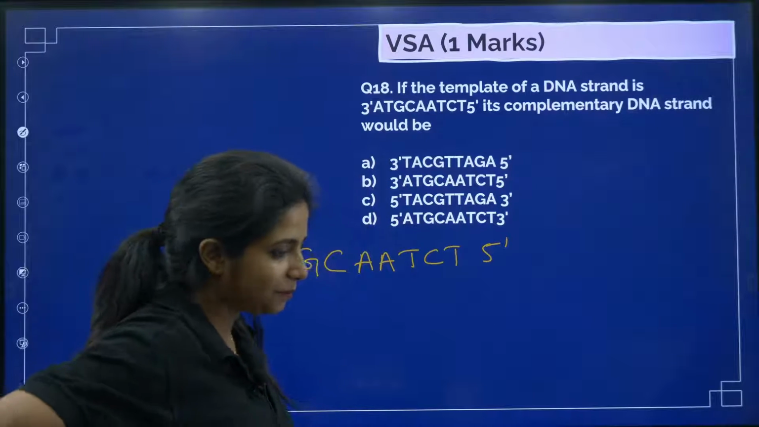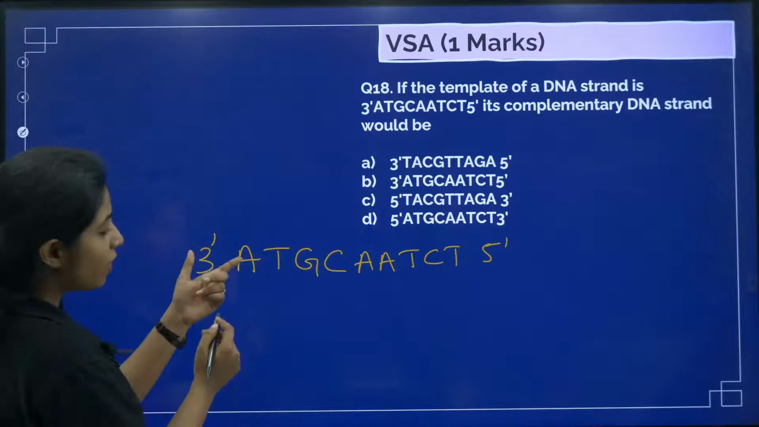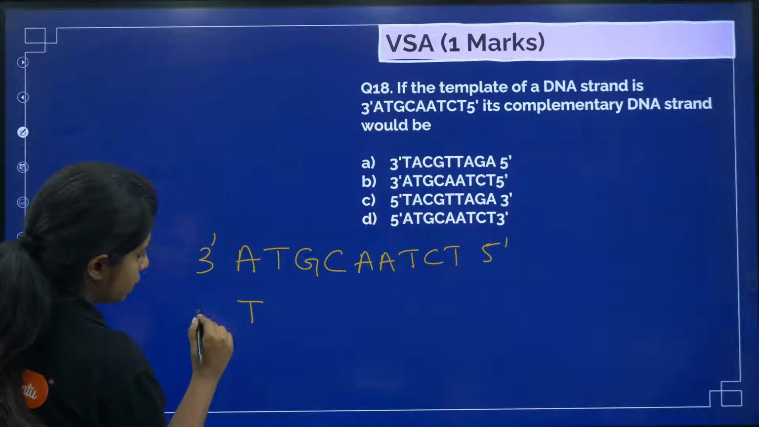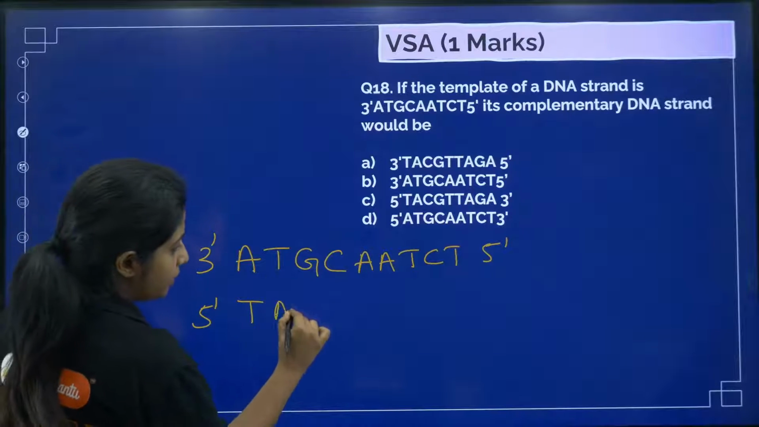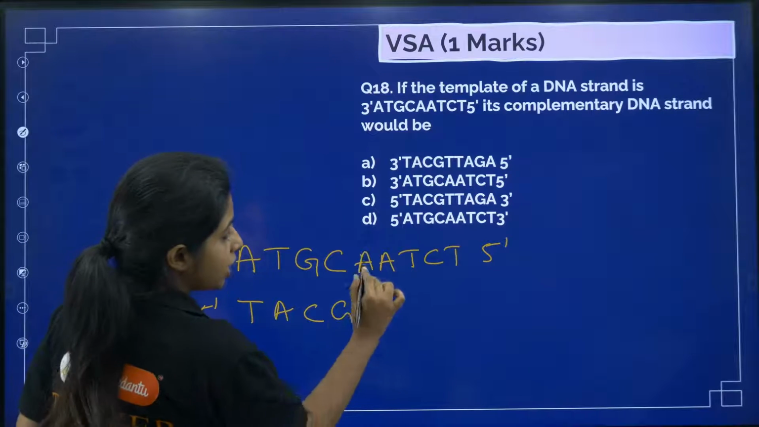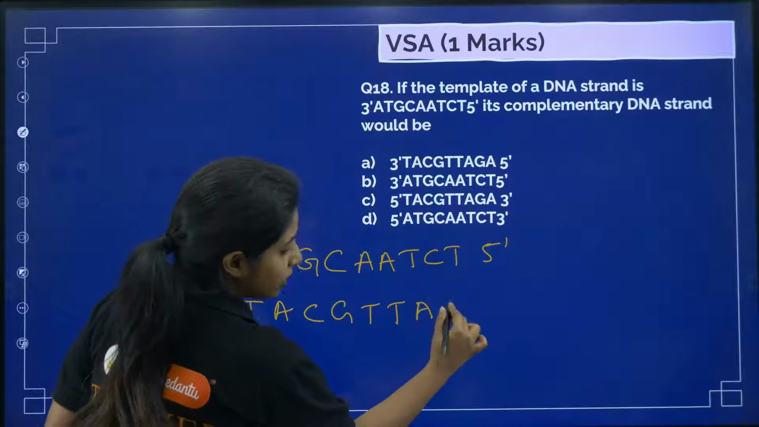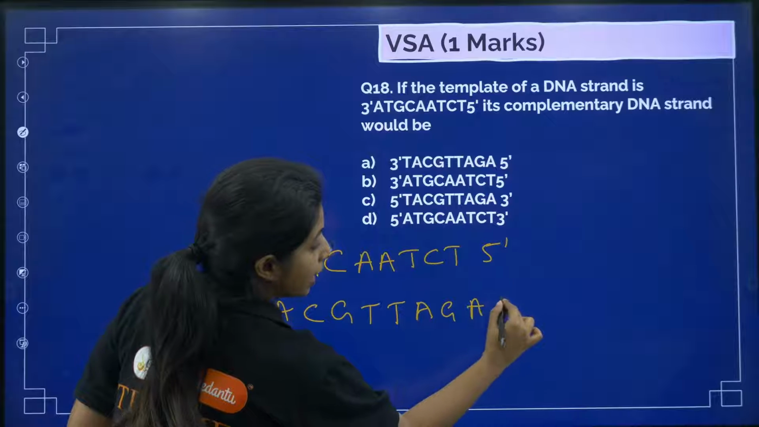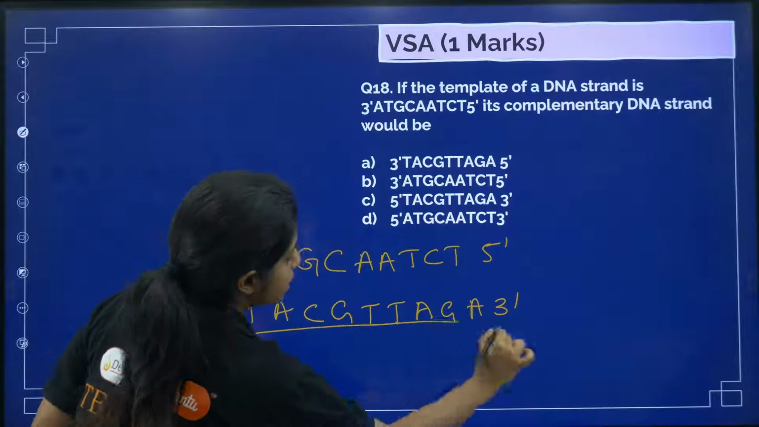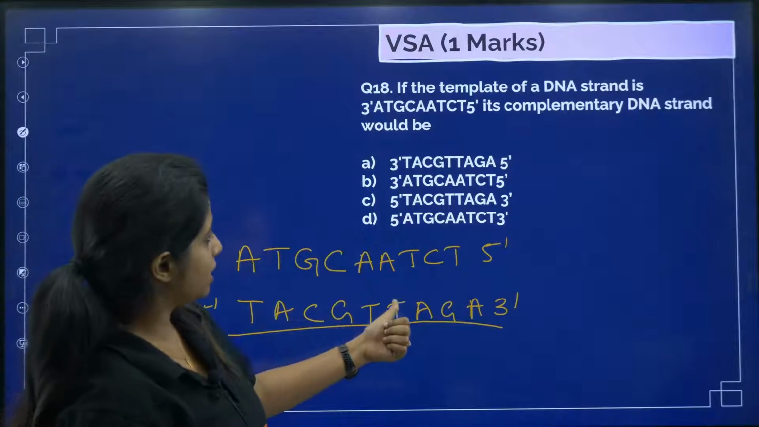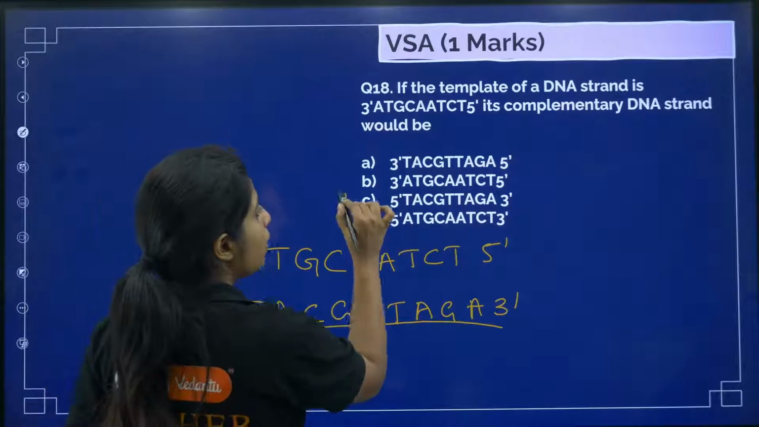Okay. Let me see now. When you are making a complementary DNA strand, A always binds with T. This is 5'. T with A, G with C, C with G, A with T, A with T, T with A, C with G, and T with A again. This will be 3'. This is the thing that you have to find. So T, A, C, G, T, T, A, G, A. You all are correct.